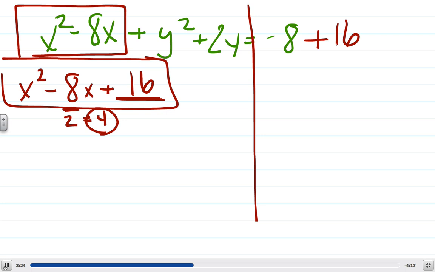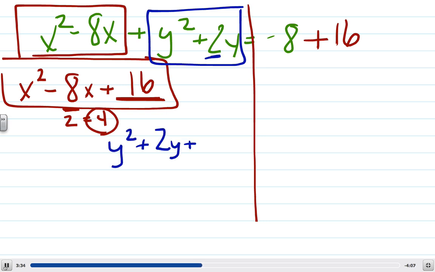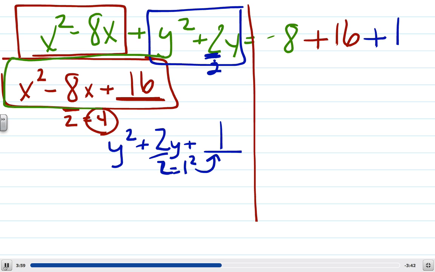Now we can do the same thing with this equation. We're going to add something here. Since this middle number was always double, we divide by 2, which gives me 1, and then 1 squared gives me 1. And since I added 1 to that side, I'm going to add 1 to the other side as well.